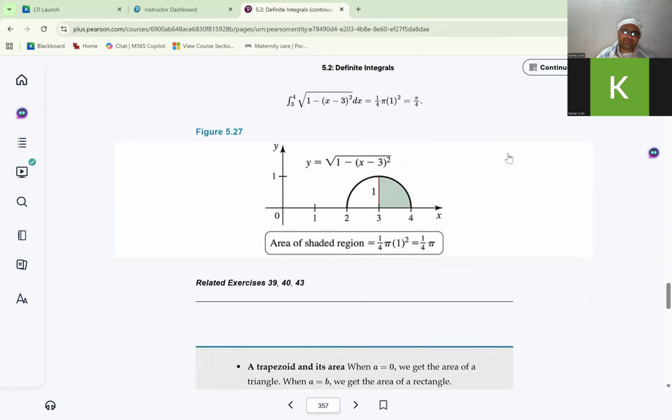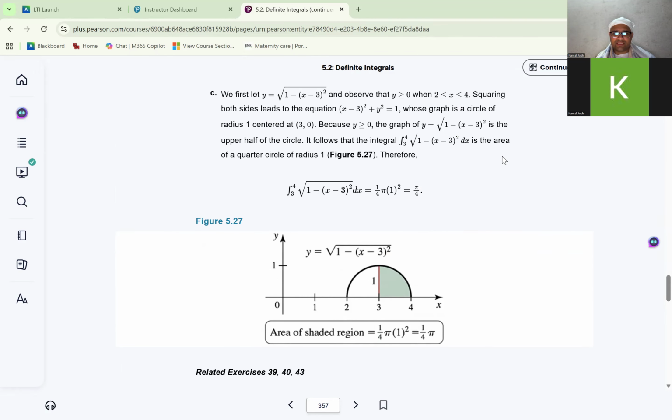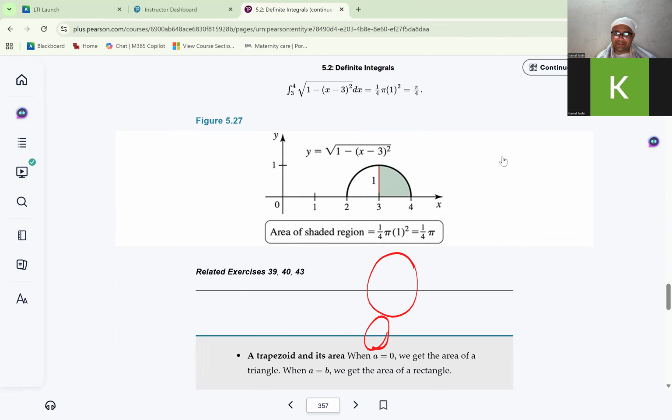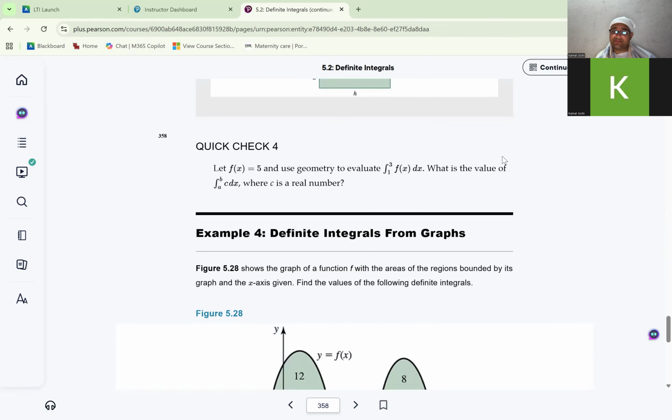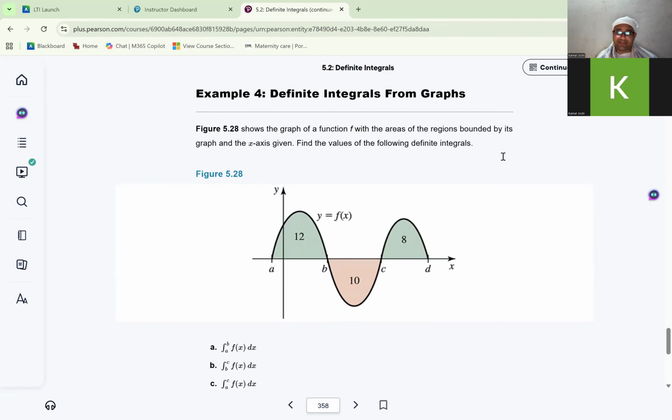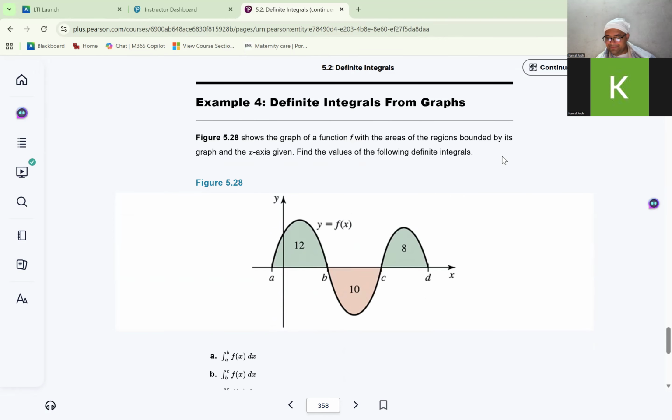Here is another example. The function graph is given there, the square root of 1 minus (x minus 3) whole squared. And you are looking at the integral from 3 to 4, so it would be this part. Now you can say that's a quarter of a circle, so 1/4 of pi r squared. The area is 1/4 of the area of a circle, which is pi r squared. Radius is 1, so pi times 1 squared. So if the curve has a good geometry, you can find the integral easily.